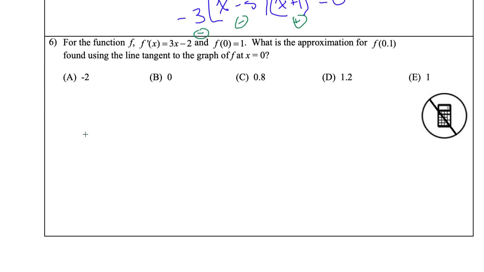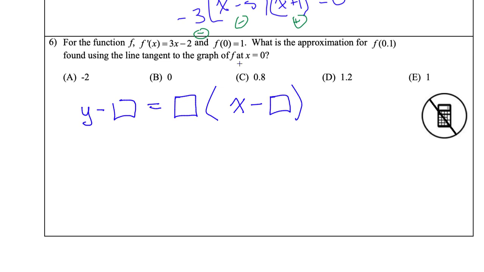Number 6, for the function, what is the approximation of f of 0.1 using the tangent line? Okay, tangent line. Whenever you see tangent line, you're doing y minus box is equal to box times x minus box. And we're using 0 for x. 0 for x right there. So 0. Y is 1. And what is f prime? Well, we plug in 0 into f prime, and I get negative 2.